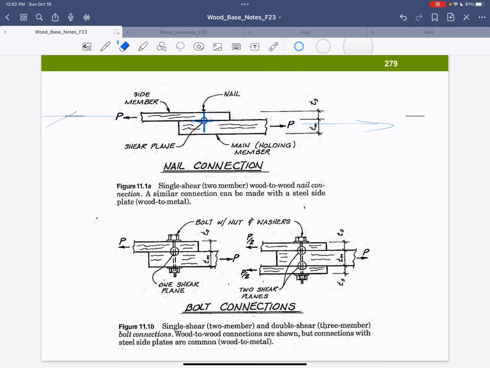You can also do a similar connection with wood to metal, steel plate on wood, right? Bolted connections, same deal, except for now instead of driving a nail or putting a screw in, I have drilled through. I have a full bolt through that cross section. I have one shear plane here, or I could have this set up where I've got two and one central one. And then I've got two shear planes to divide that. Okay, so that's going to come into play when we design these.